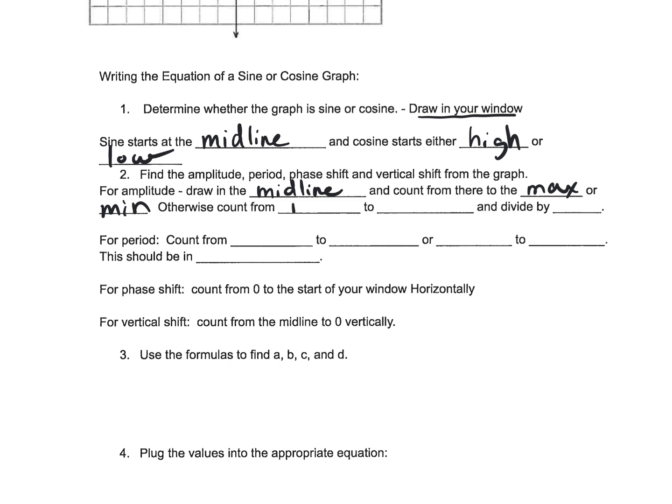Otherwise, count from the max to the min and divide by 2. In other words, if we go the whole way from max to min, we can just divide it in half, and that gives us the midline, doesn't it? For the period, count either from the max to the max or min to min. And this needs to be in radians, right?